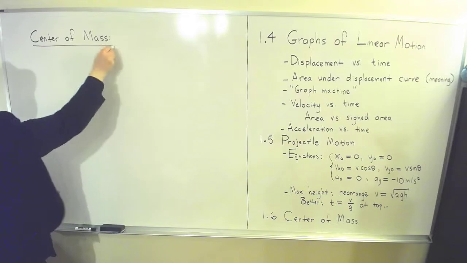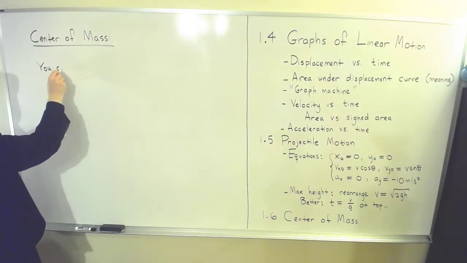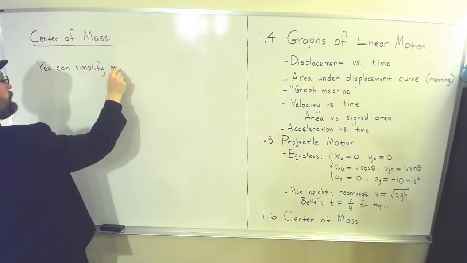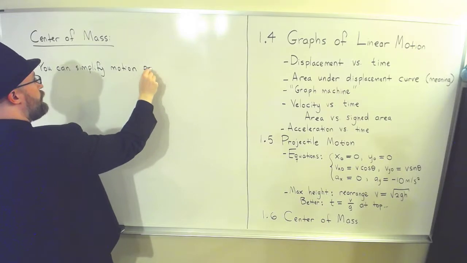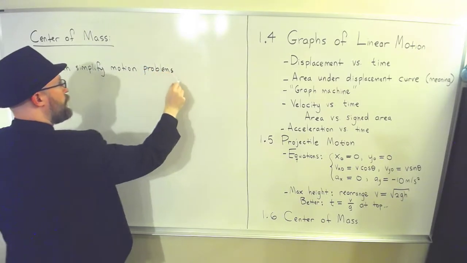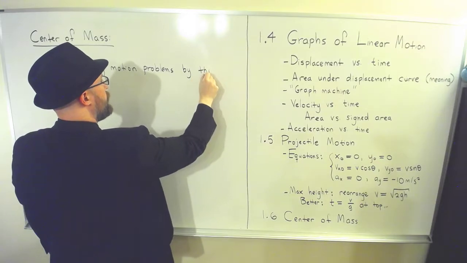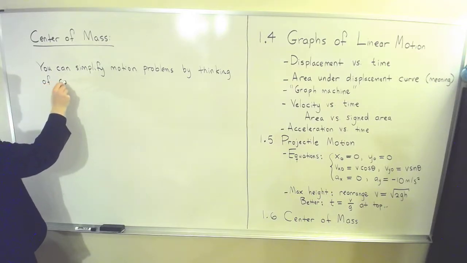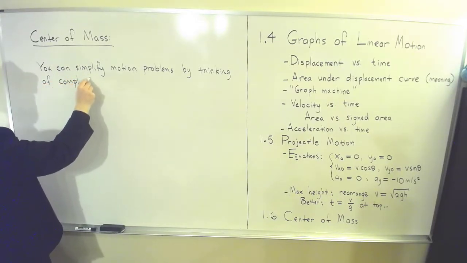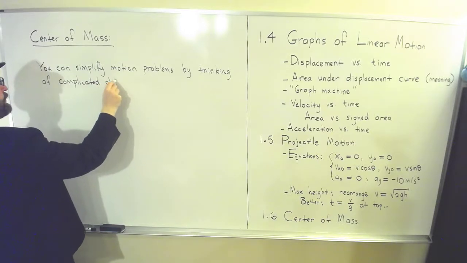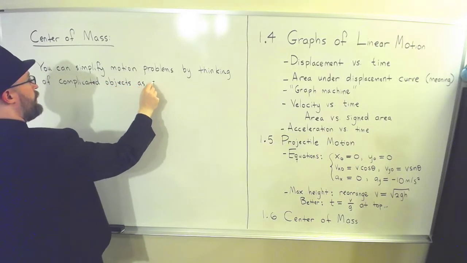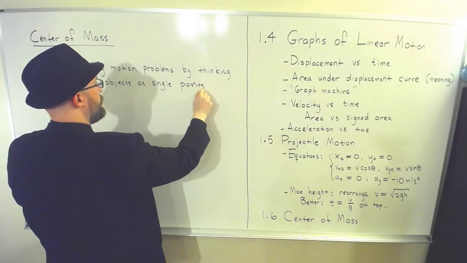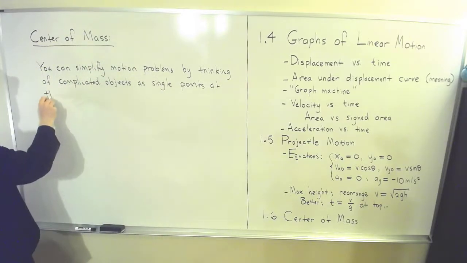So you can simplify motion problems by thinking of complicated objects as single points at their centers of mass.